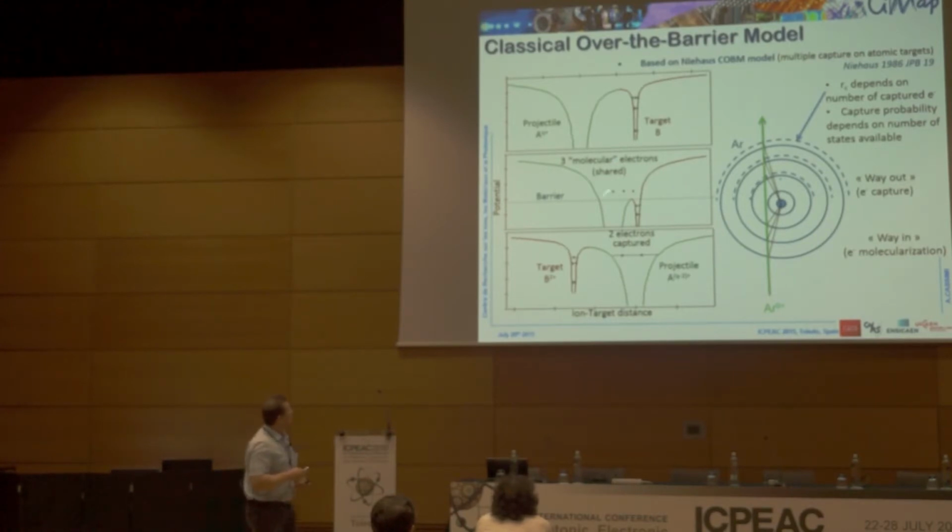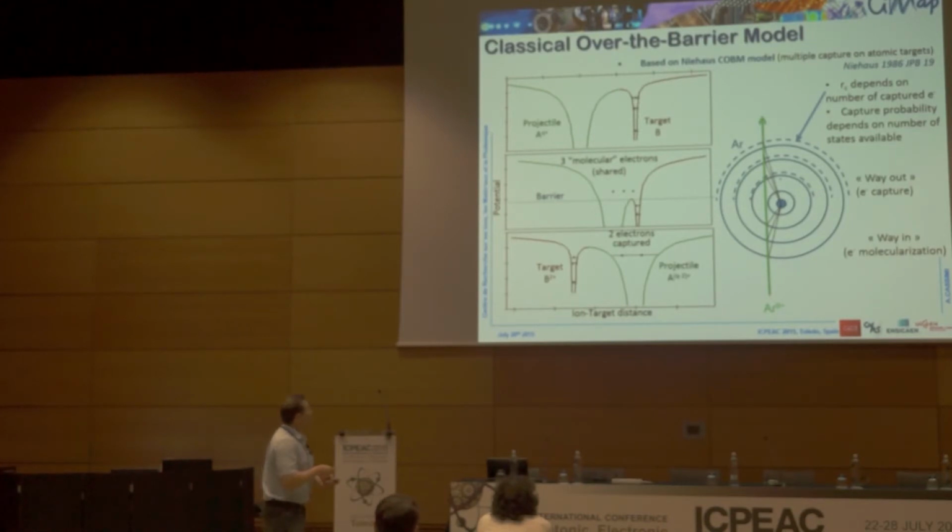I don't know if I should go into the detail, but this is a model which works fine at those energies in ion-atom collisions, where the projectile approaches the target, and doing so, the barrier is lowered. Then electrons are molecularized between the projectile and the target. And when the projectile leaves, the potential barrier is raised again, and some electrons can be captured by the projectile or stay on the target.